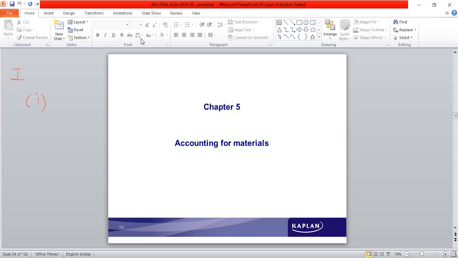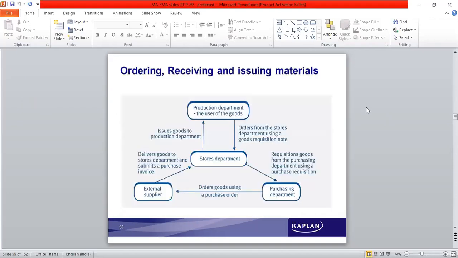Then we come to the next topic called materials. That's the first element of cost. What is material cost? Material is the main component which is used in the production, a major component in the cost of production.